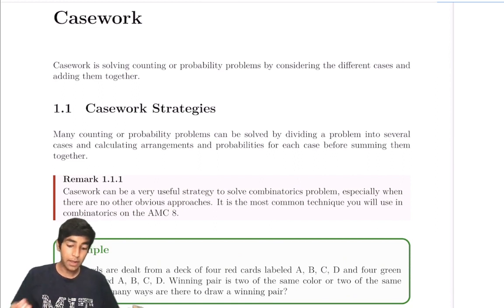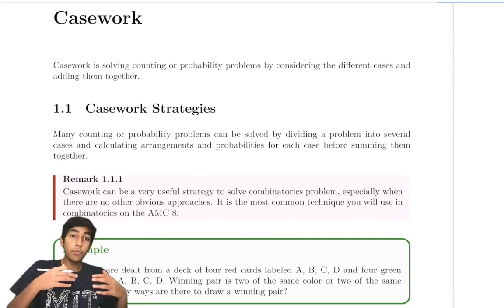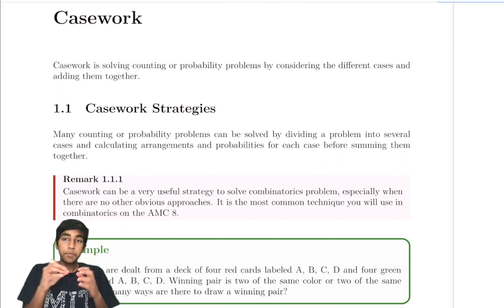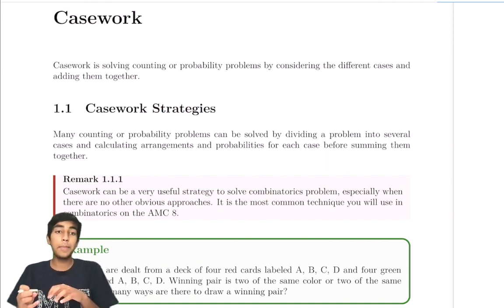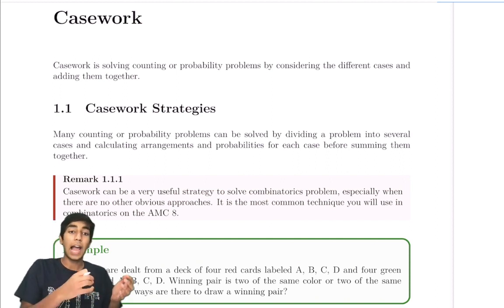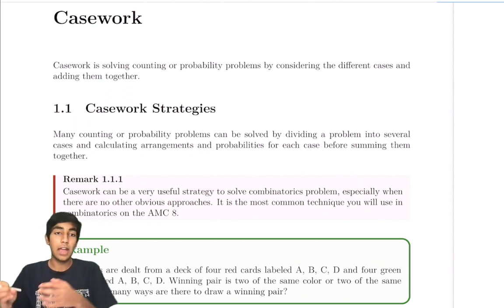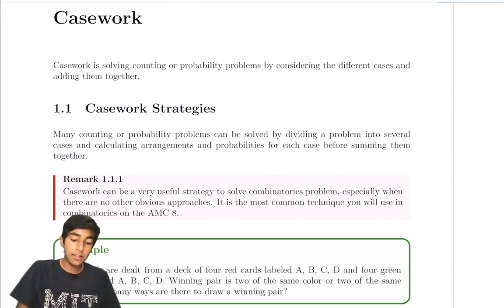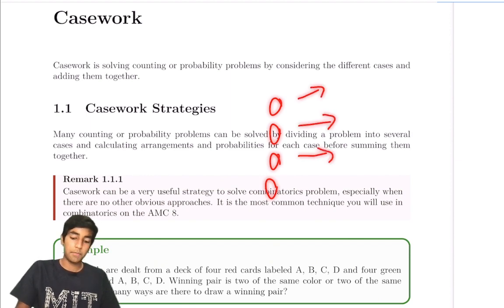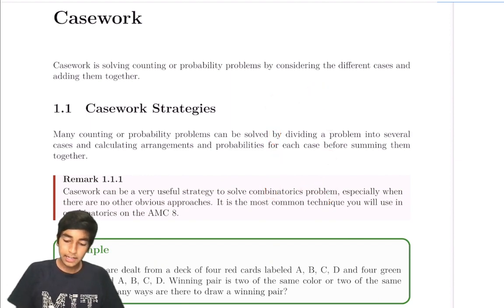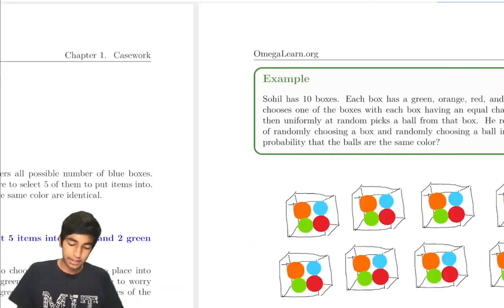So, casework is basically, like I mentioned, you look at a condition and you see what happens: the condition is satisfied is one case, the condition is not satisfied is another case. And basically, you use those cases and you find the number of ways for each case individually, and then you add them all up. Let's take an example that uses casework.